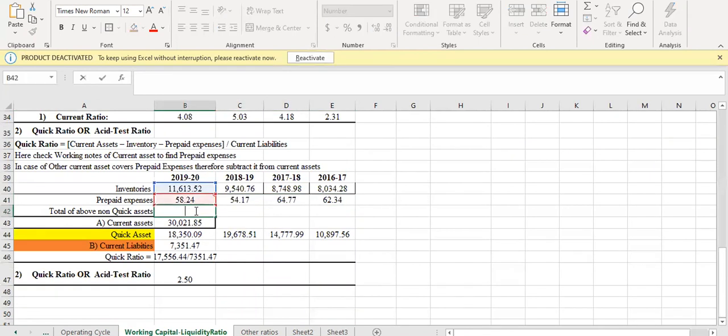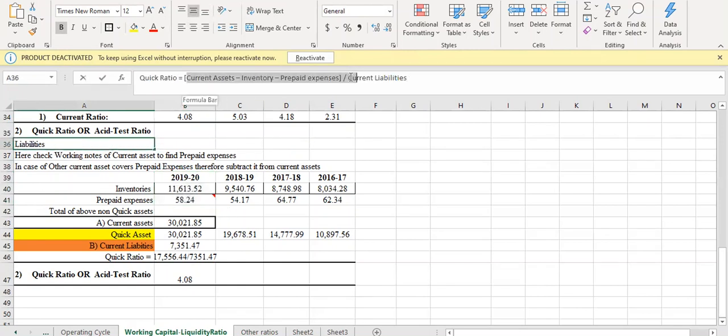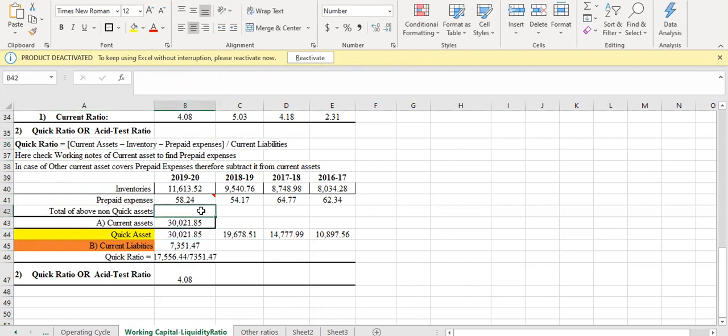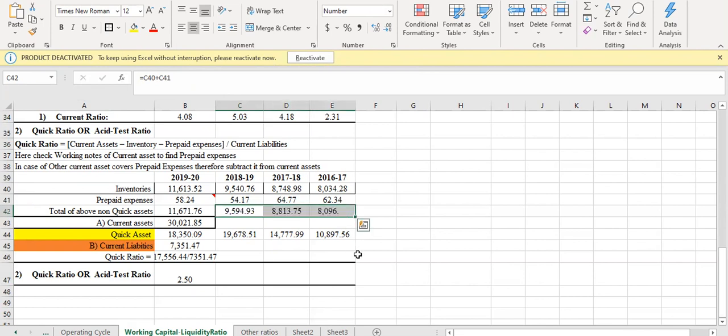Then what we have to do, we have to make a total of the above non-current assets. Both are non-current assets, and that we have to minus from current assets as per this formula. Correct? As per this formula. So first I will make a total of these two. So I am able to get the total of these two. In this way I find the total of non-current assets for this particular company.